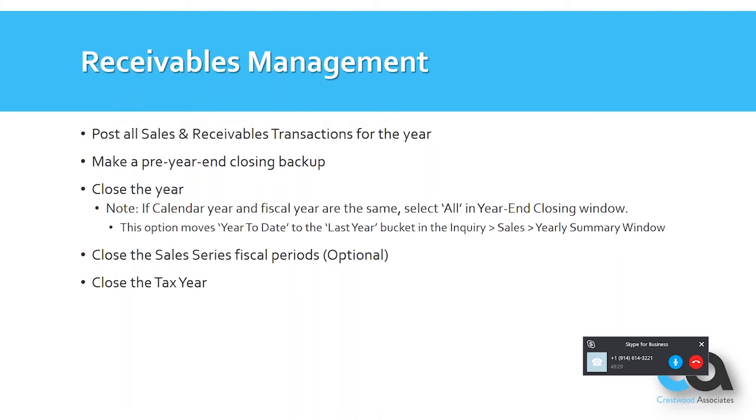After posting all your transactions, it's recommended to make a backup. Then you go through the close year process, and that's going to move a lot of the amounts into the last year bucket that I referenced. Then you can close your periods in your fiscal period setup window, just like we did in inventory, to make sure the users don't accidentally post to December at that point. And if you're using different tax data, there's also a tax process that you can run to close that.